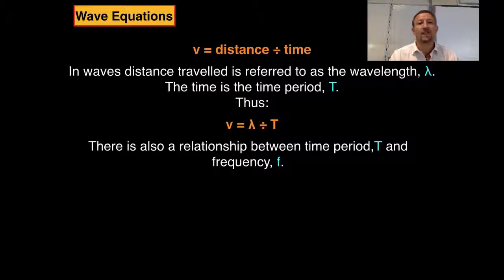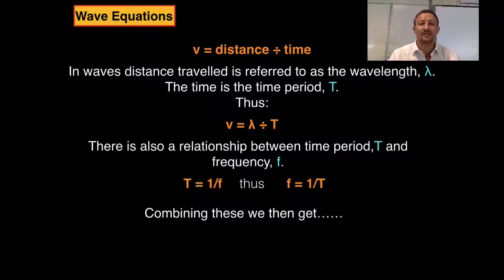Now, there is also a relationship between time period and frequency, and they're the reciprocals, or the inverse of each other. So basically we get T equals 1 over f, and f will equal 1 over T. So we can now substitute in for T 1 over f. So the result is that we flip the equation. So what we then get is v will equal lambda times f.